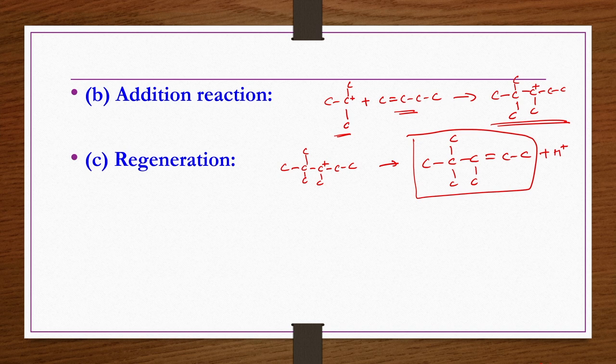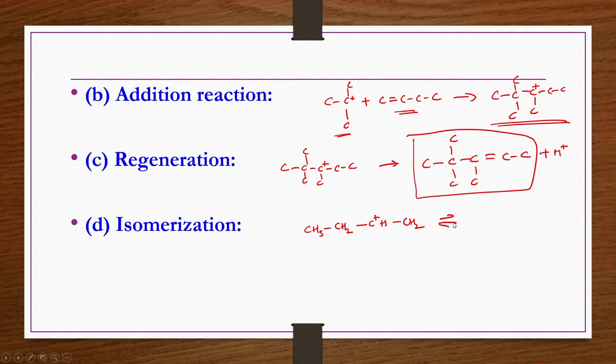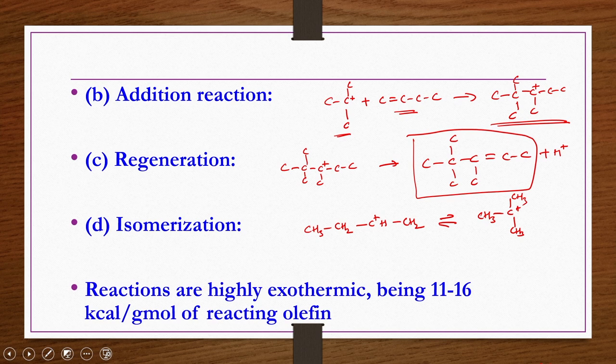Okay. In the polymerization process of the petroleum refinery industry, some amount of isomerization also takes place, where let us say you have CH3, CH2, C plus H and then CH2. This will form reversibly an isomer like CH3, C, CH3, CH3. Such kinds of reactions are also possible. Reactions are highly exothermic, being 11 to 16 kilocalorie per gram mole of reacting olefin only.